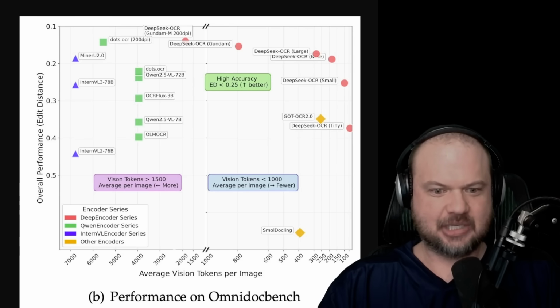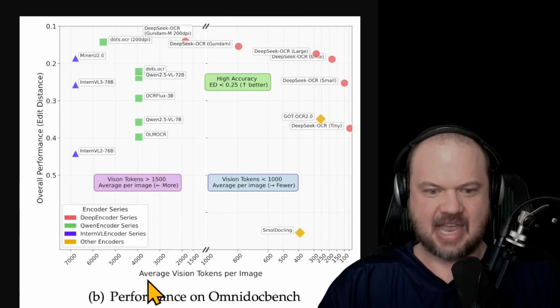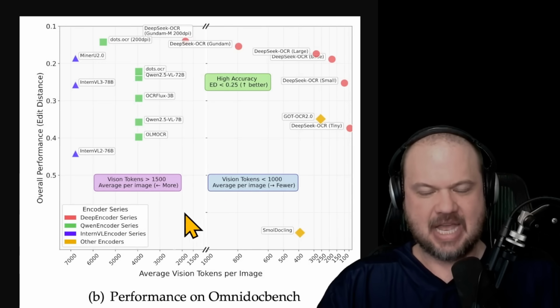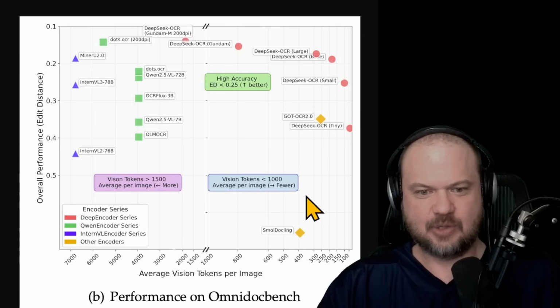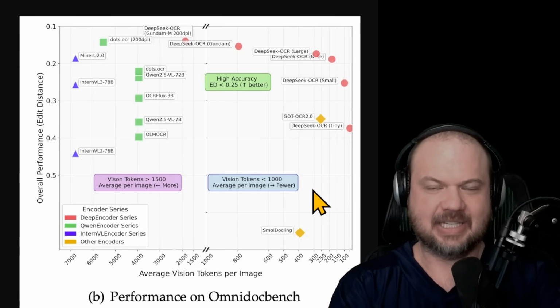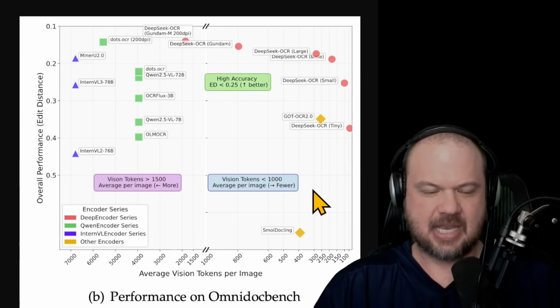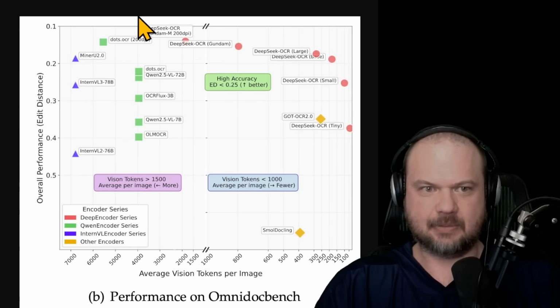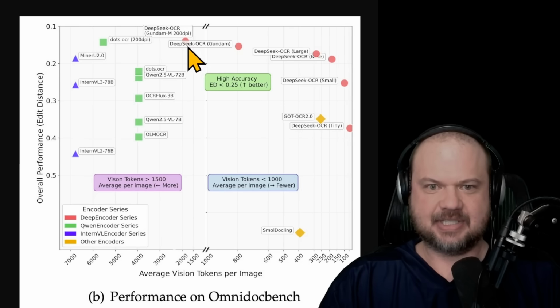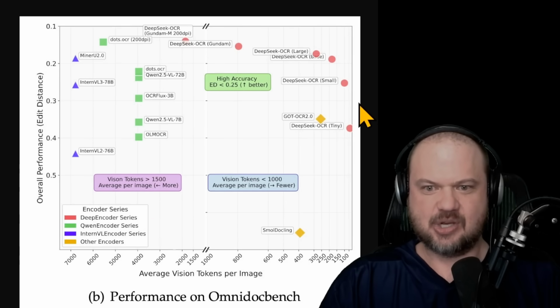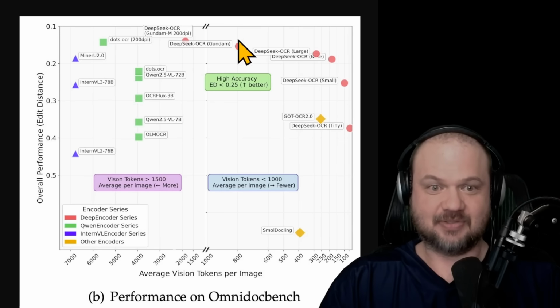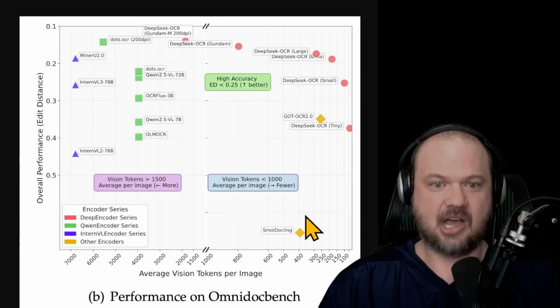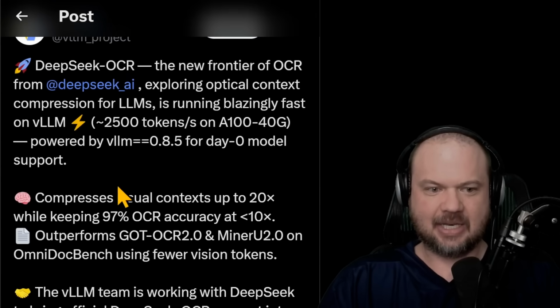And this chart shows us why. So if you notice, this is average vision tokens per image. As we go to the right, there's fewer tokens per image, so we need less tokens to represent the image. And the higher we go on the graph, that's overall performance. Higher is better. If you look at the red dots, that's the various DeepSeek OCR. If you notice this curve, they're sort of the highest curve out of everything on here. So what does that actually mean? Well, they can compress visual context by up to 20% while keeping 97% accuracy.